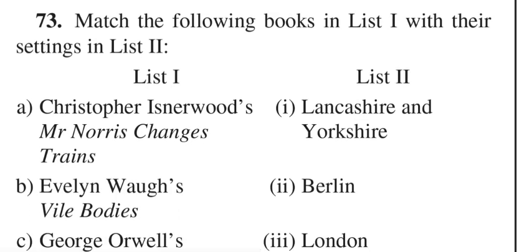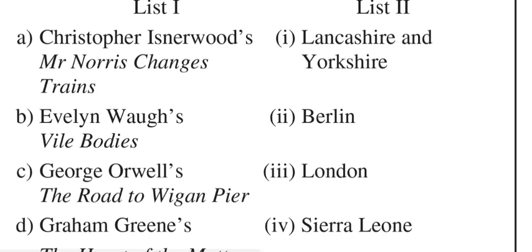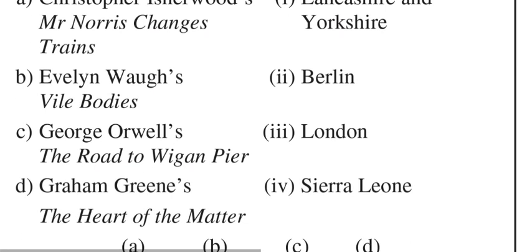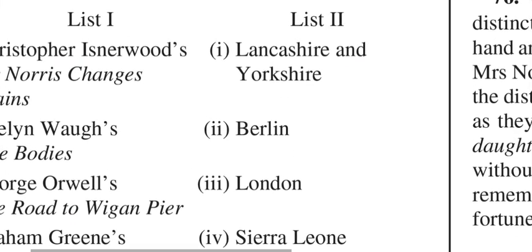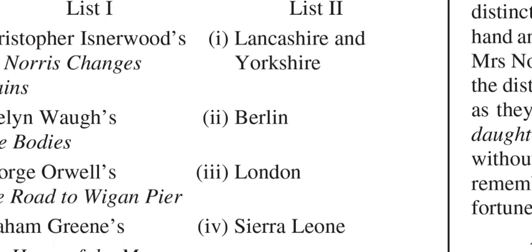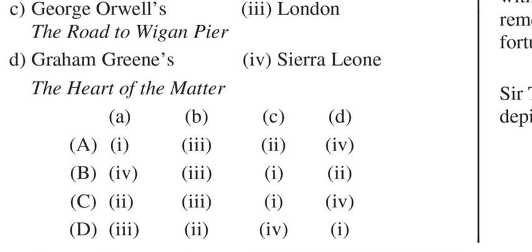Next question is, match the following books in list 1 with their settings in list 2. We have two lists, list 1 and list 2. In list 1 we have novels, and in list 2 we have place names, meaning a particular novel is based in which location, that we have to find out. So when you read a novel or drama, you should also focus on in which location that is based or set. Christopher Isherwood's Mr. Norris Changes Trains. This is also a famous work you have to know. Evelyn Waugh's Vile Bodies, George Orwell's The Road to Wigan Pier, Graham Greene's The Heart of the Matter. Then the options in list 2, meaning location names, are Lancashire and Yorkshire, Berlin, London and Sierra Leone. These are the options.